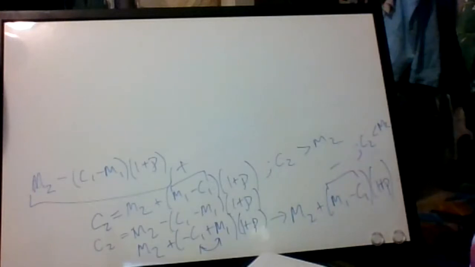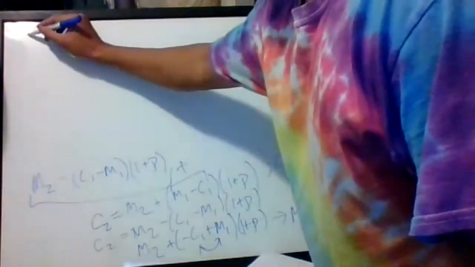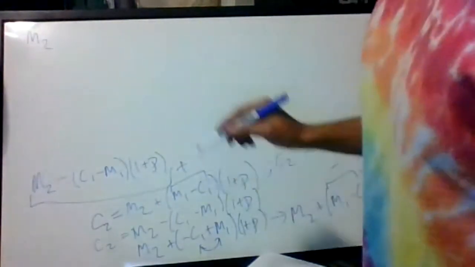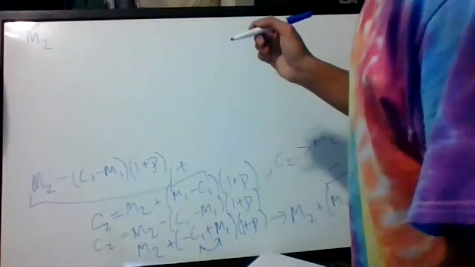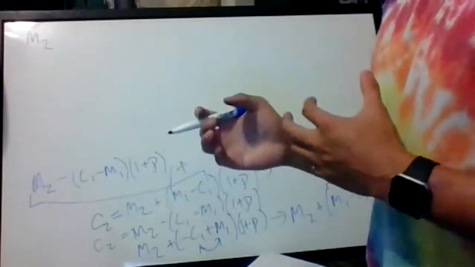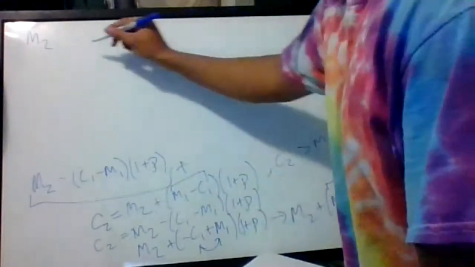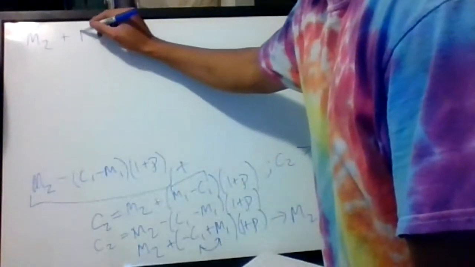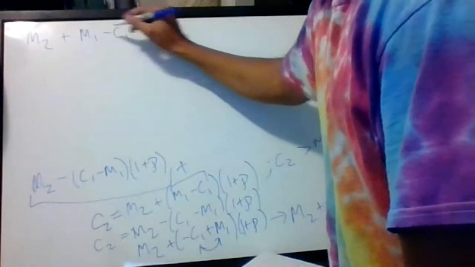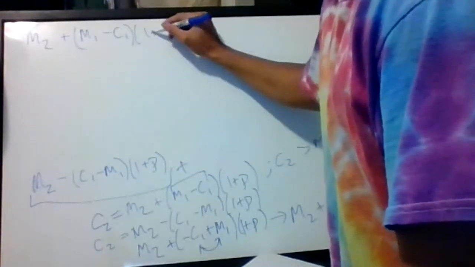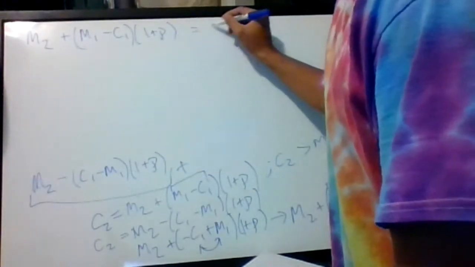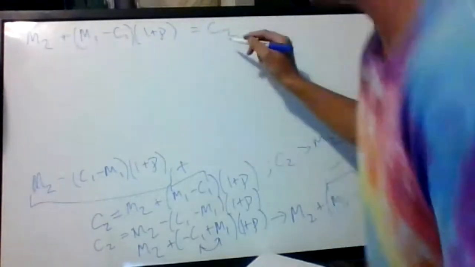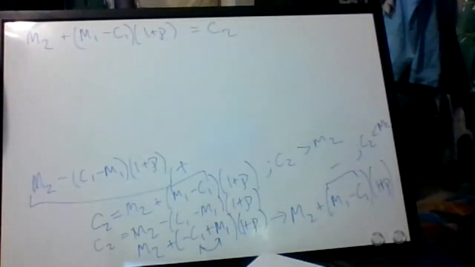Okay, now that I've told you guys what consumption in period 2 is, I want to develop a budget constraint that we're going to be able to work with moving forward. Right. So we know that all of this is going to be equal to C2.